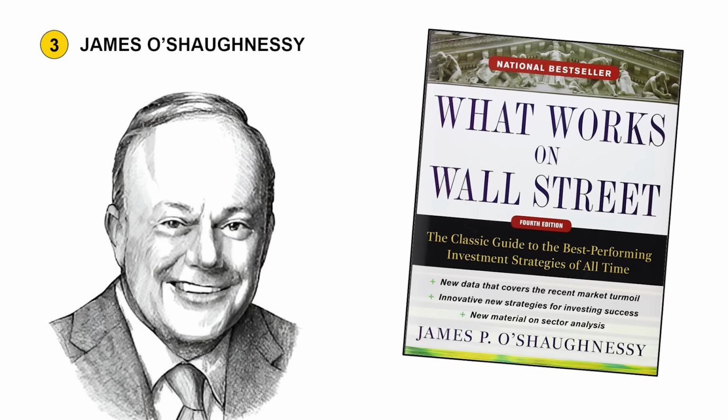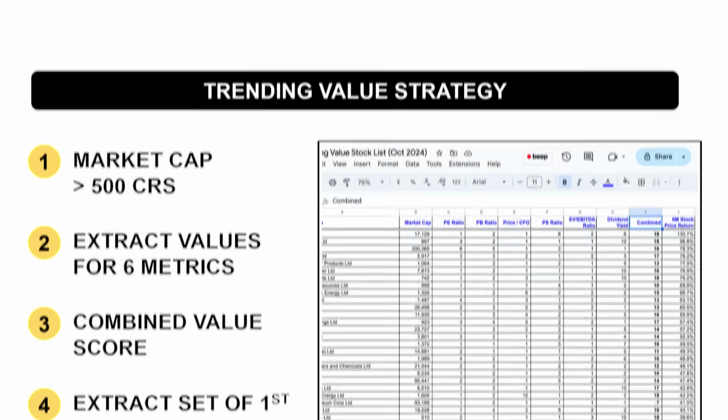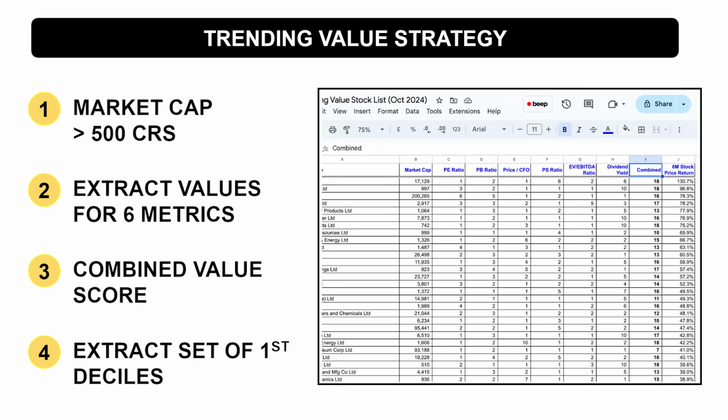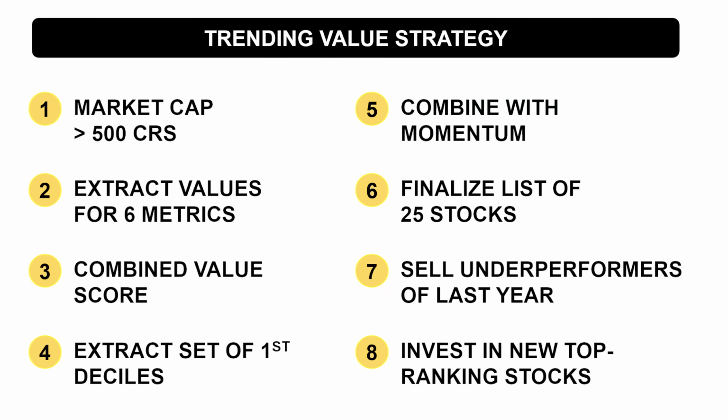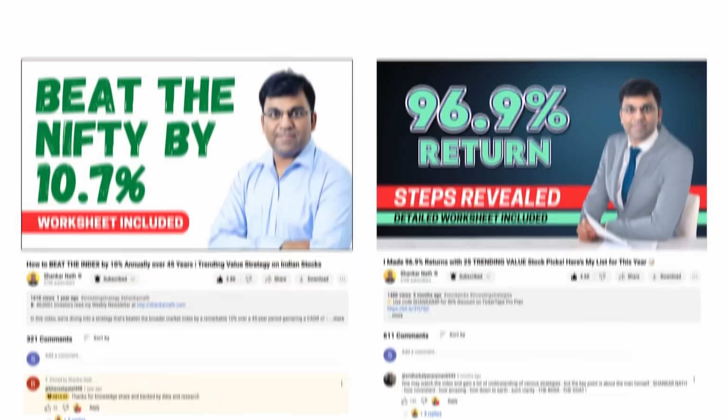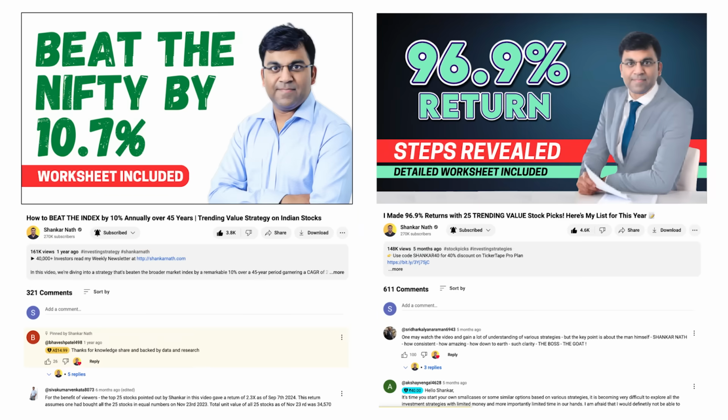And then we have door number 3, the trending value strategy by James O'Shaughnessy, that uses a combination of variables. The P ratio, price to book, price to sales, EV upon EBITDA, etc. And all these variables are used to arrive at a combined score, which is then, you know what? Why don't you just watch these 2 videos and you'll have a very good idea on how to identify companies aligned to the trending value strategy.